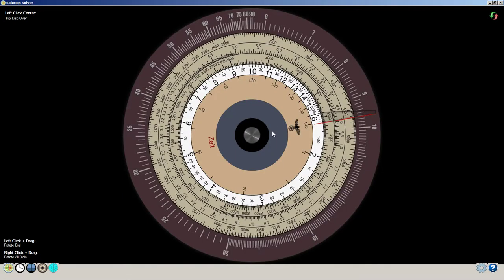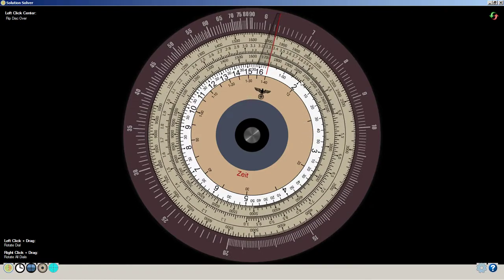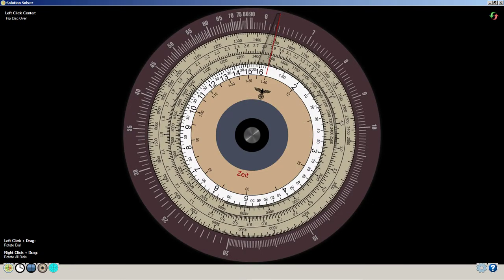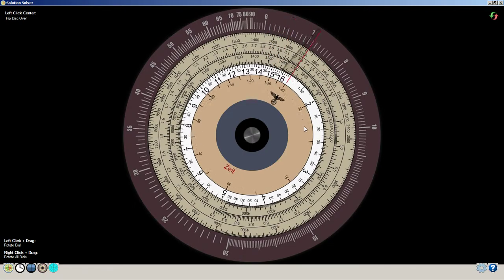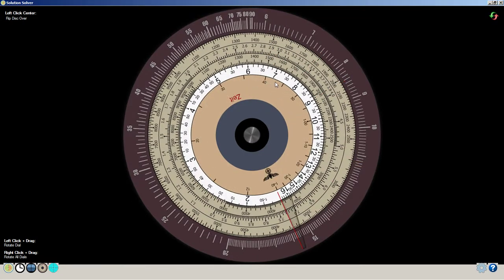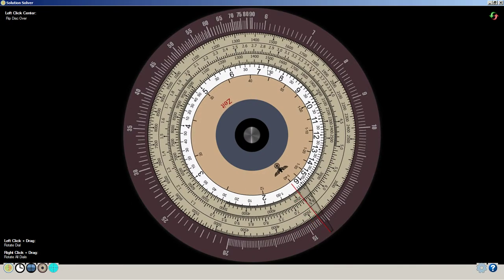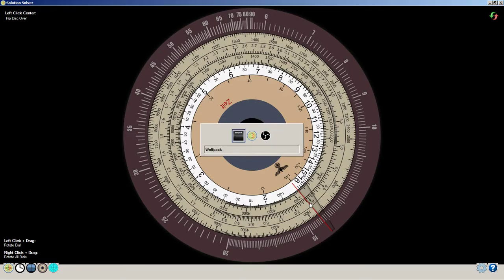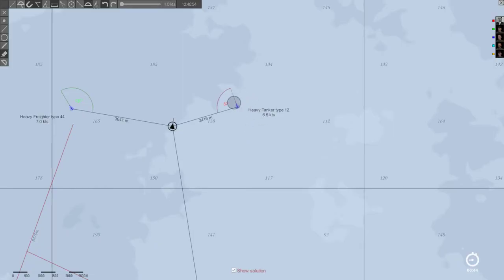So I go to the attack disc and I say, 150, which is here, 150 over 44 seconds. And now we use this inner second style here. So 44 is about right there. Okay, right there. Reference line is 6.5 to 6.6. And if we look at the actual speed, there you go.